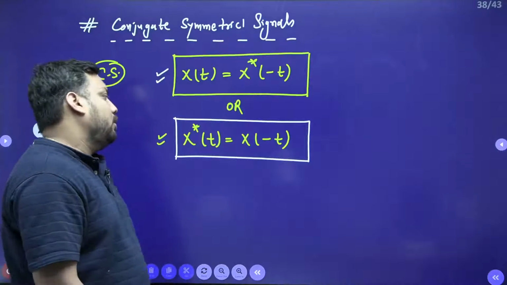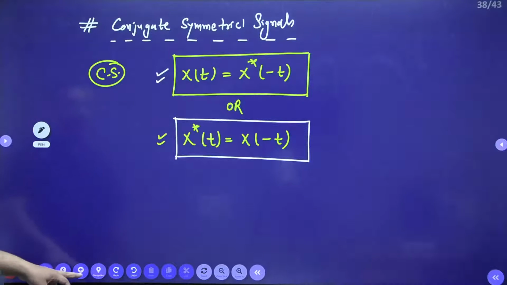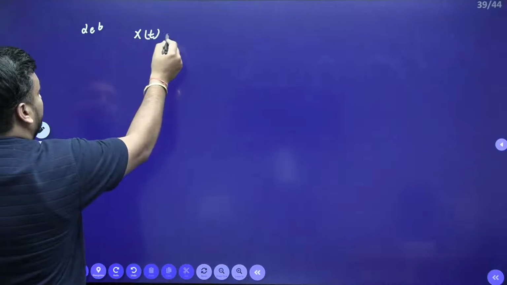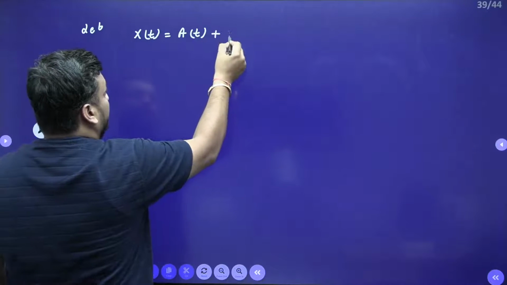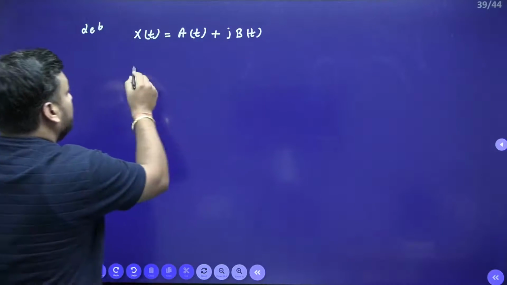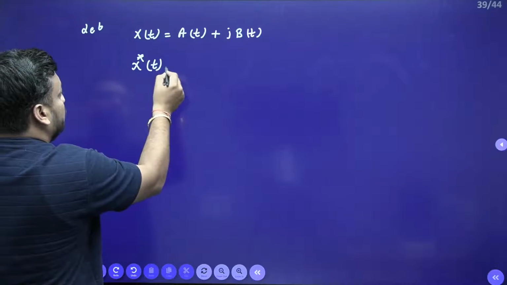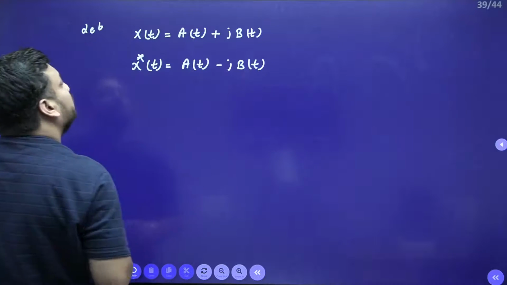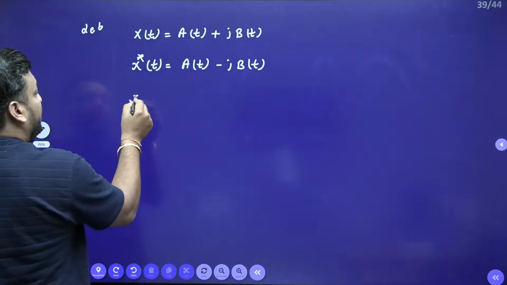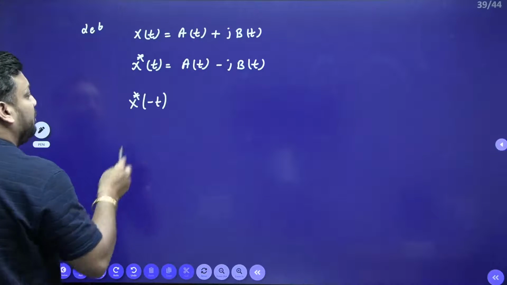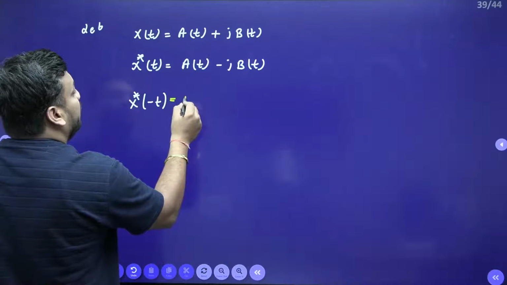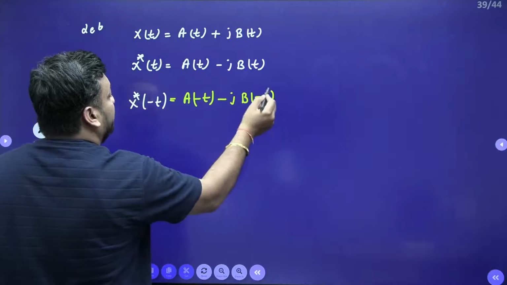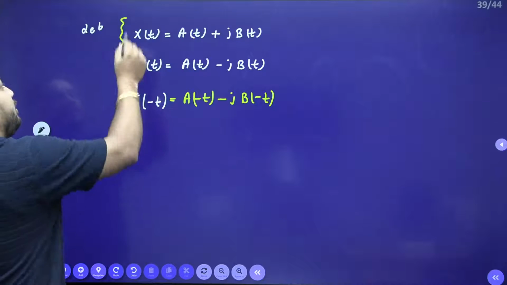Let's see. Now, student, let me take one more thing. Let my x(t) signal be nothing but a(t) plus j b(t). So what is my x conjugate of t? x conjugate of t will become a(t) minus j b(t). Now x conjugate of minus t, I am replacing t with minus t, so it will become a of minus t minus j of b of minus t. Is it clear?